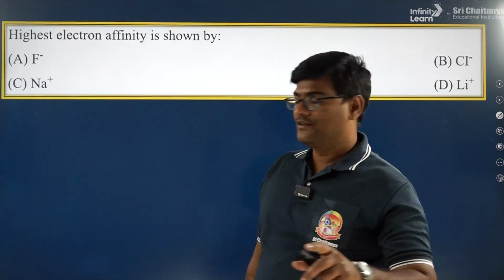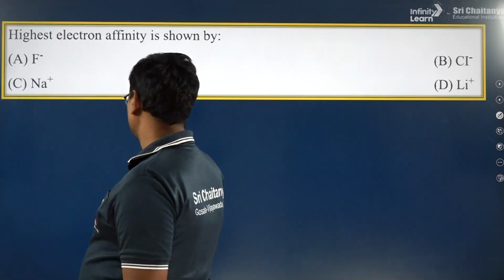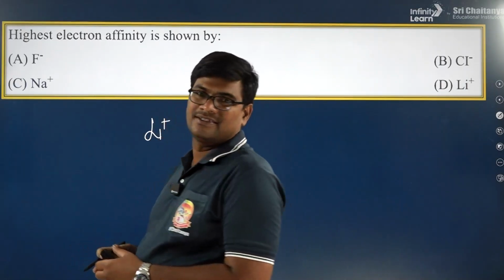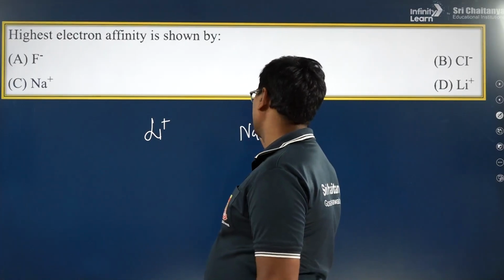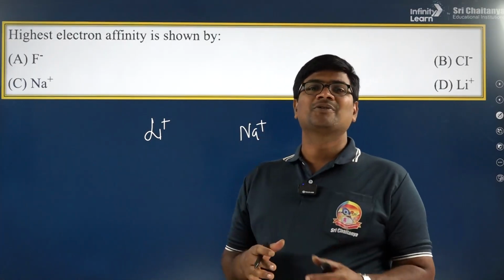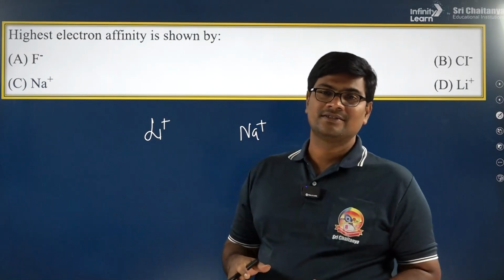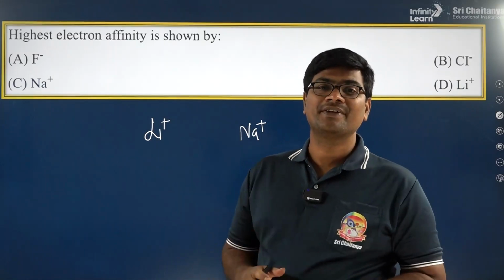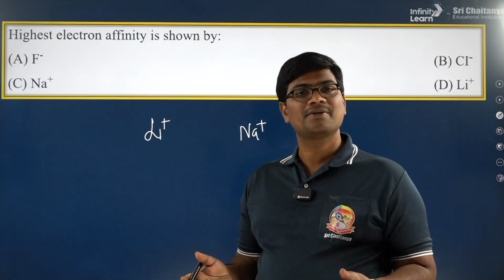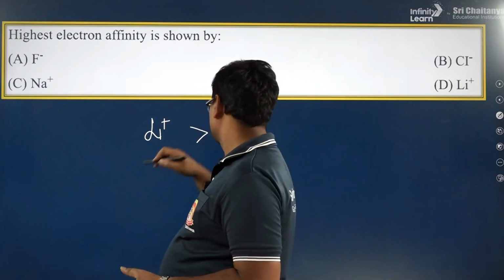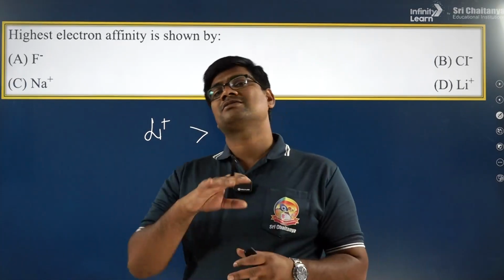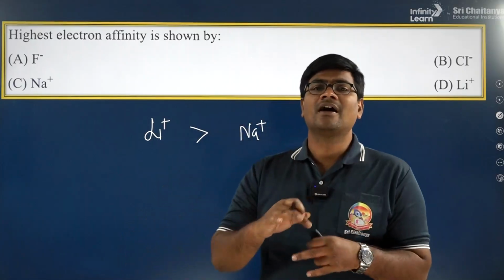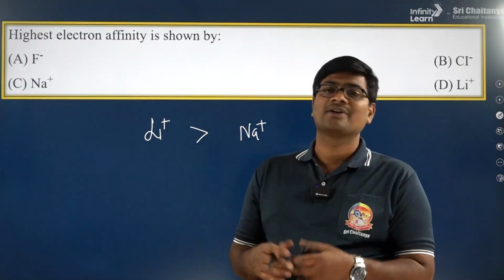Here, lithium plus is smaller in size. Na plus is bigger in size. As we know, the smaller the size, the higher the electron affinity. Easy, you can easily do the problem. So lithium plus has higher electron affinity than Na plus. Or you can just take electron affinity as the opposite value of ionization energy. You can take it like that also.